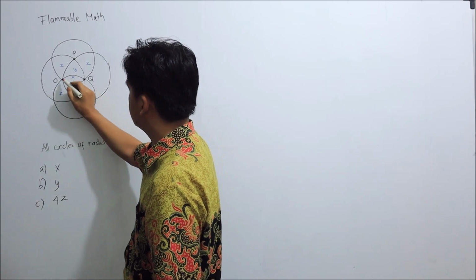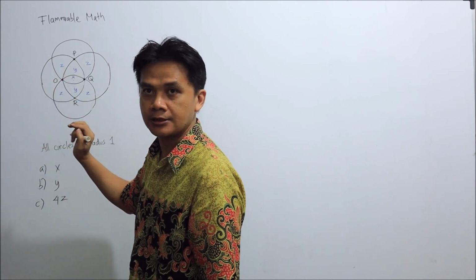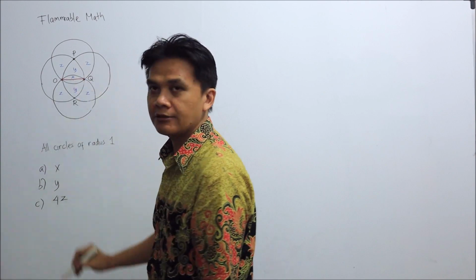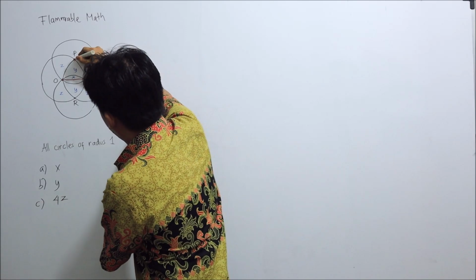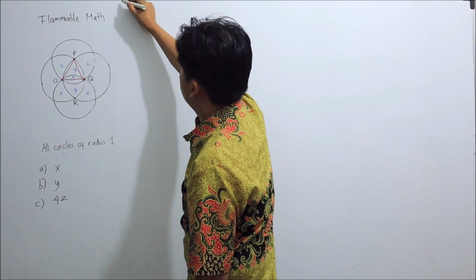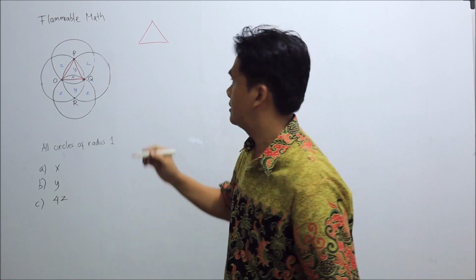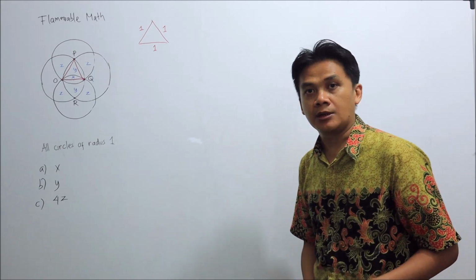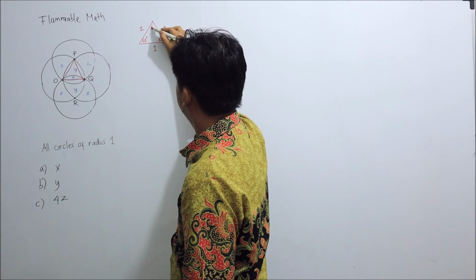Notice that since O is the center of the left circle, the length of that red line is exactly 1, because the radius of the circle is 1. The same thing, this is also 1, and that's also 1. Therefore, what we know is that the red triangle is an equilateral triangle of side 1. And in particular, since it is equilateral, the angles are all 60 degrees.